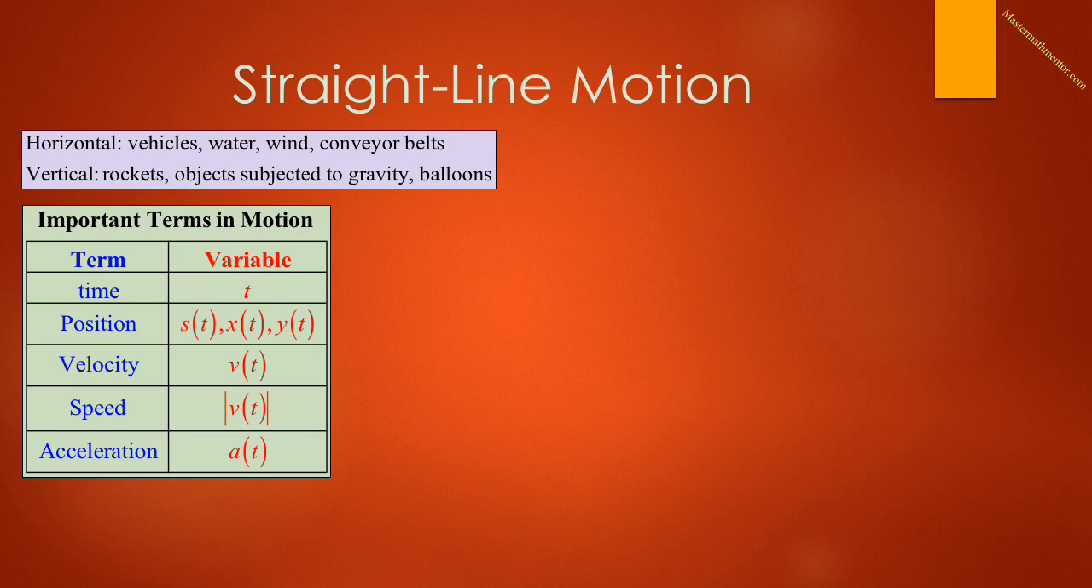Velocity. Velocity is always v of t. Speed, which is not the same thing as velocity, is the absolute value of v of t. Speed is always positive. Finally, acceleration we call a of t.